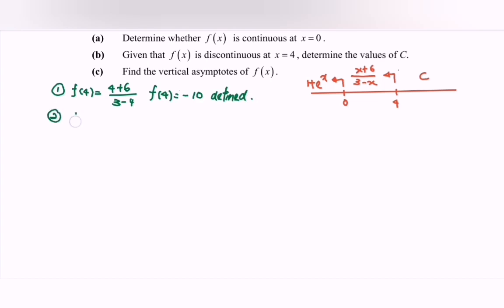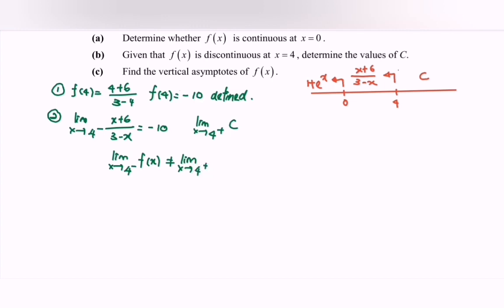Second step, the limit when x approaches 4 from the left for the function (x + 6) over (3 − x). If we substitute the value, we have 10 over negative 1, so y approaches negative 10. Next, the limit when x approaches 4 from the right. We have the function c. The situation mentions that it is discontinuous, meaning that the limit when x approaches 4 from the left for f(x) shouldn't be the same as the limit when x approaches 4 from the right, which is the value c.